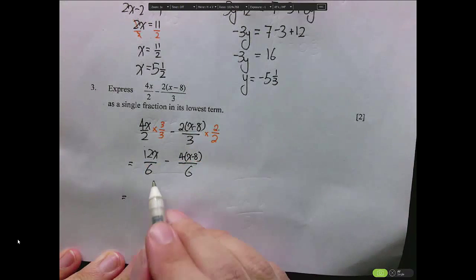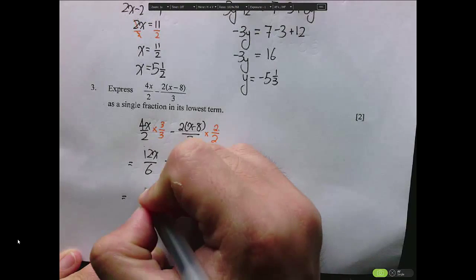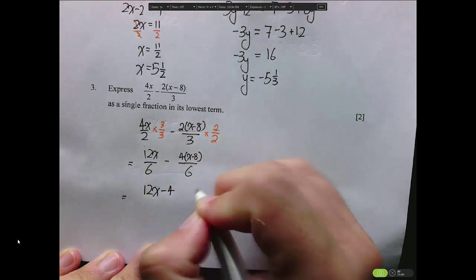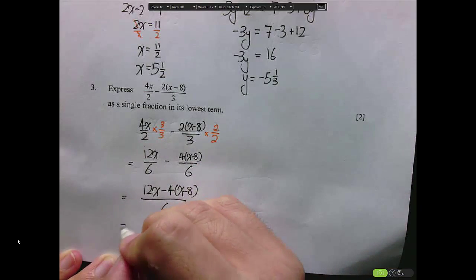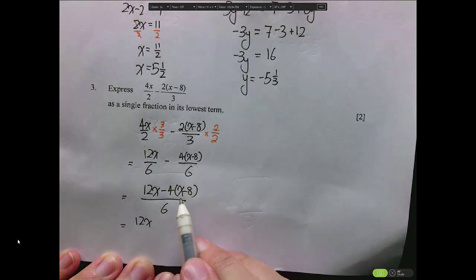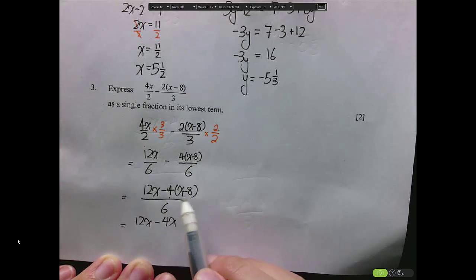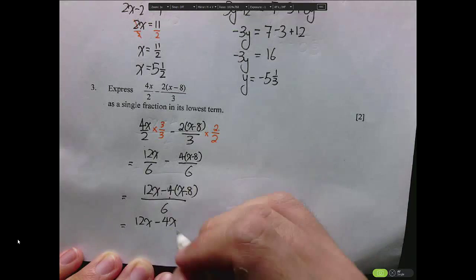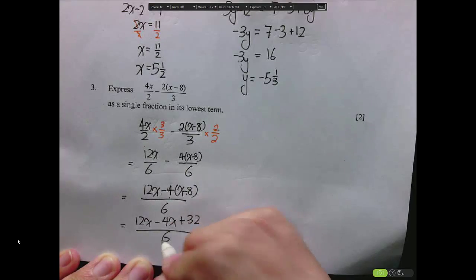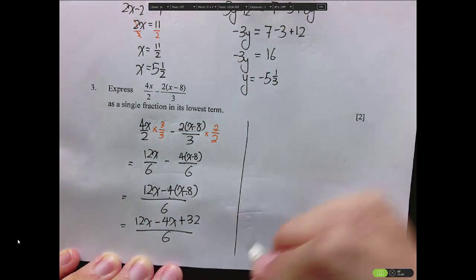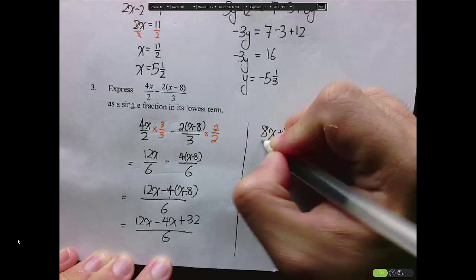Next, you can combine. Since they both have the same denominator now, as we learned in primary school, we can combine the fractions to get 12x minus 4 times x minus 8, over 6. Now be very careful as you expand here. Negative 4 times x is negative 4x. Negative 4 times negative 8: negative and negative will give me positive 32. Be careful, many of you wrote it as negative 32. And next, what I get is 12x minus 4x is simply 8x plus 32 over 6.